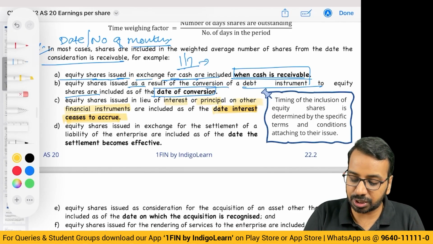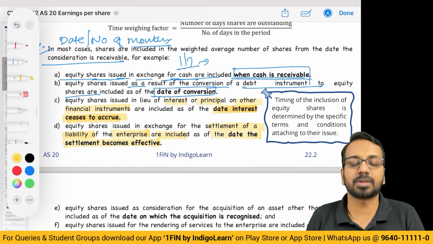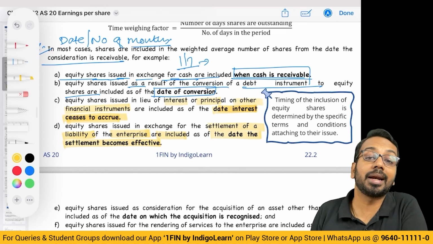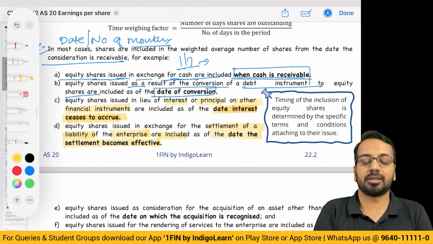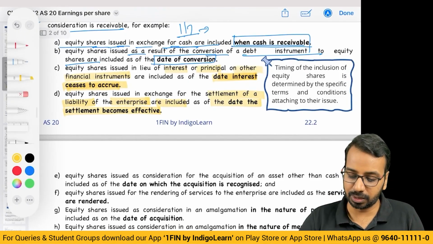Then equity shares issued in exchange for settlement of a liability of the enterprise are included as of the date the settlement becomes effective. If I have to pay a creditor, I don't have money, I give my shares. So from that date it becomes effective, or from that date you will include in the calculation.